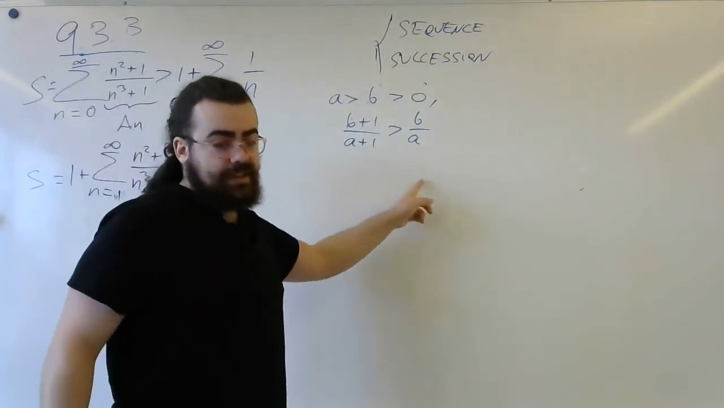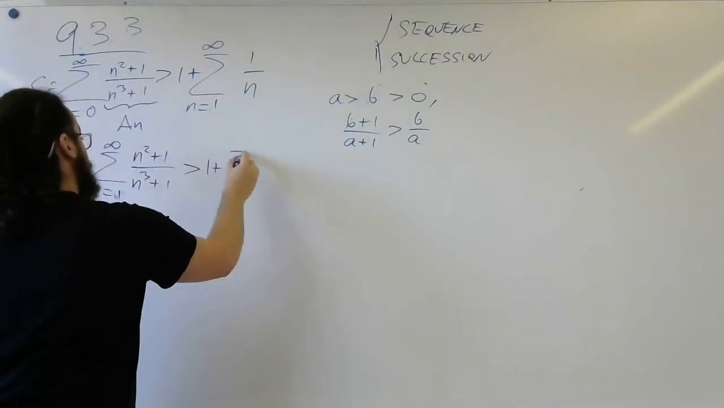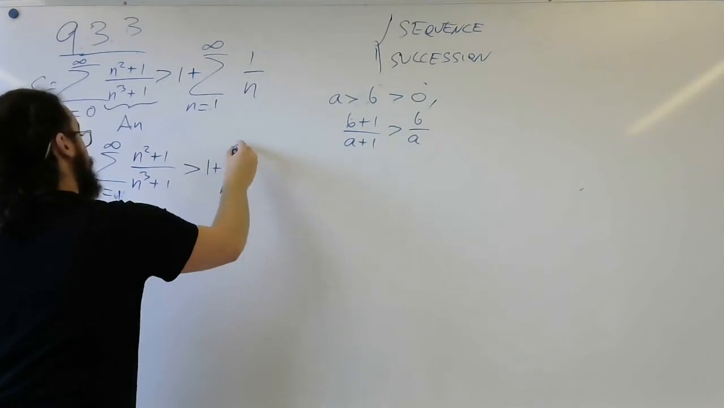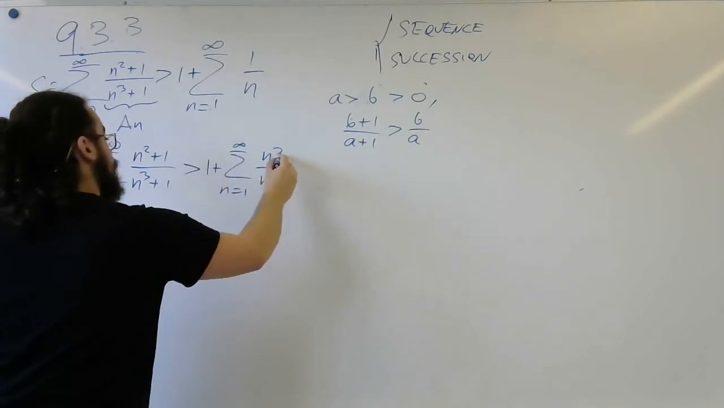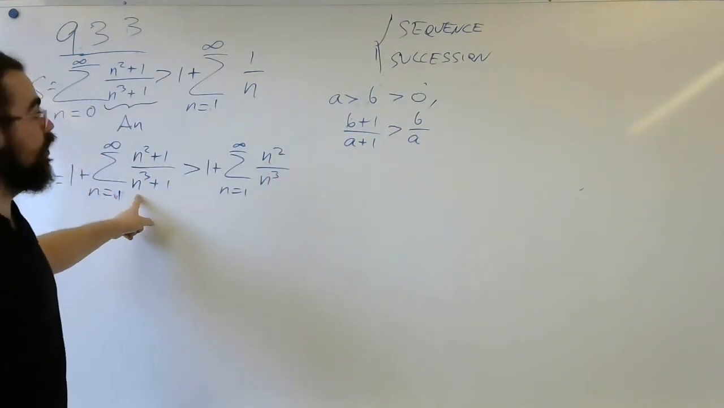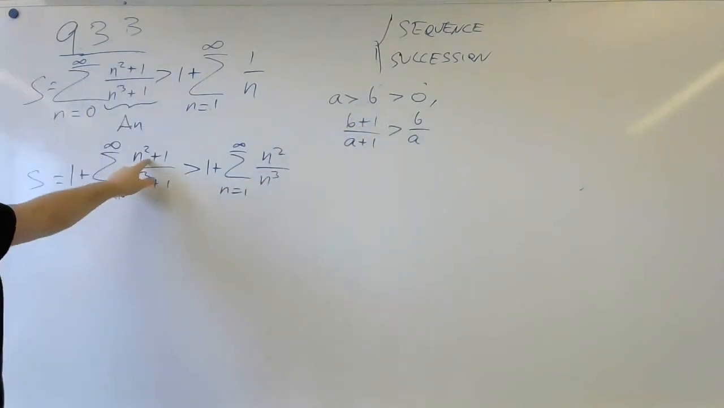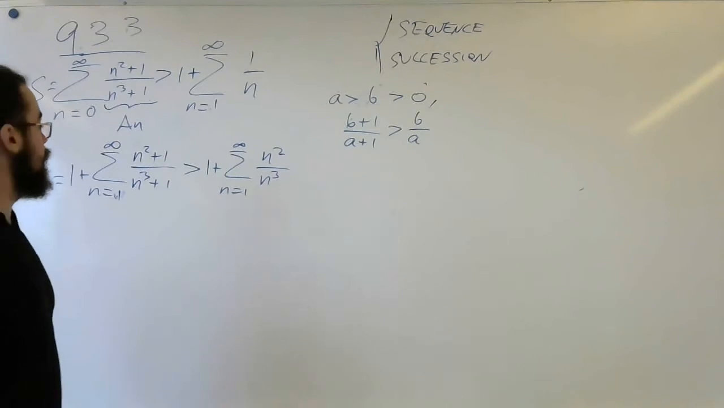Using this inequality here, this is greater than 1 plus the sum from 1 to infinity of n squared over n cubed, right? Because n cubed is greater than n squared for every natural n except 1. But anyway.